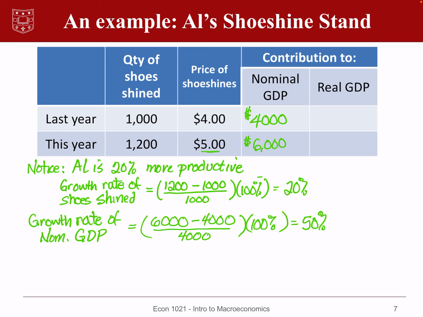So we might be inclined to say, wow, 50% growth in gross domestic product, that's awesome. But of course, what's happening is that not only is Al shining more shoes, but this measure of his contribution to nominal gross domestic product is also conflating in here the effects of a price change. So indeed, we can see inflation in shoe shine prices.